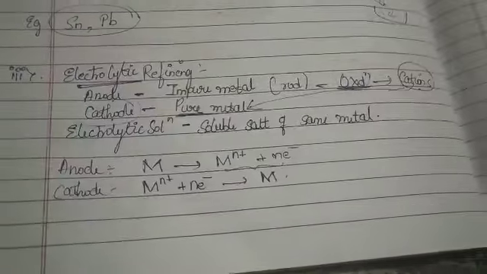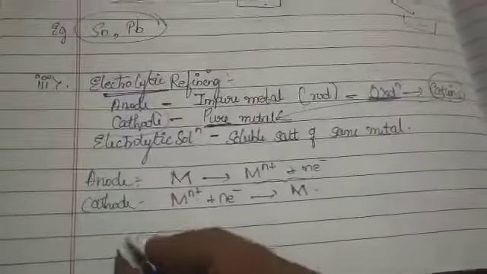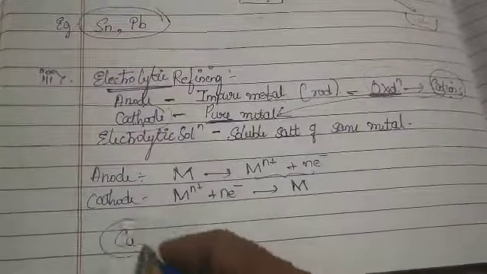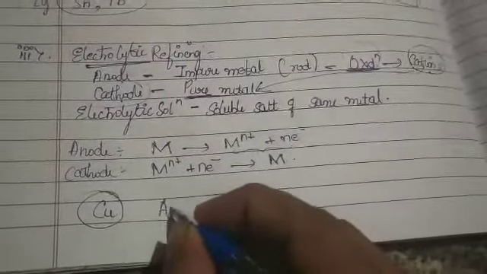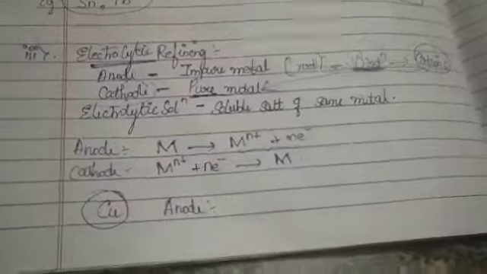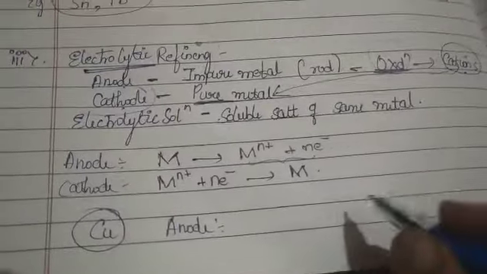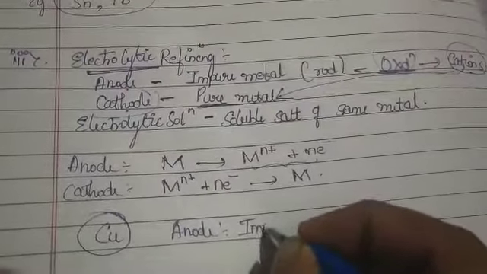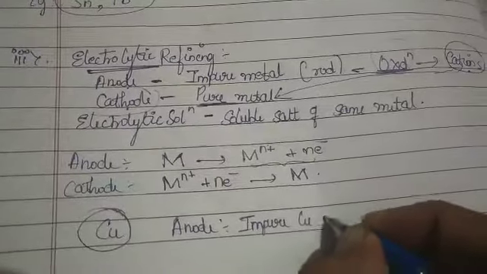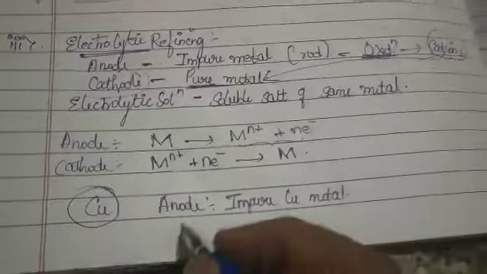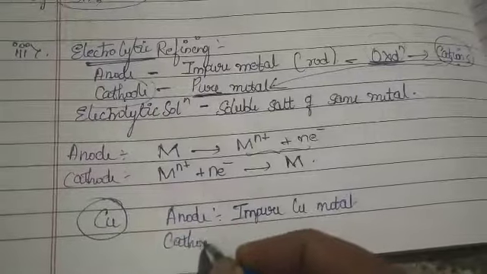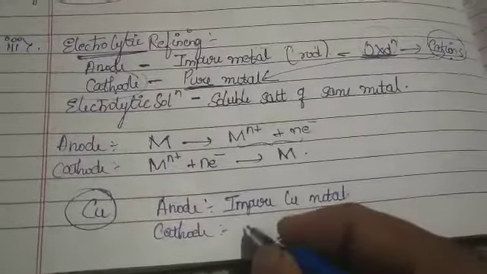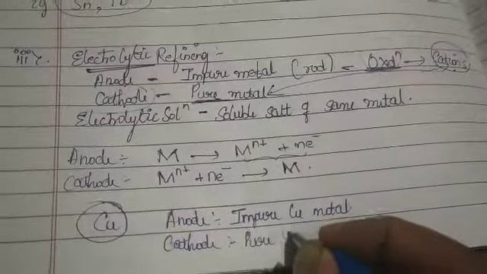Let us take an example. As I said, if I want to purify copper metal, at the anode, what am I going to take, guys? You just suggest to me. At the anode, I am going to take impure copper metal. Yes, very good. At the cathode, what am I going to take? Of course, I am going to take pure copper metal.